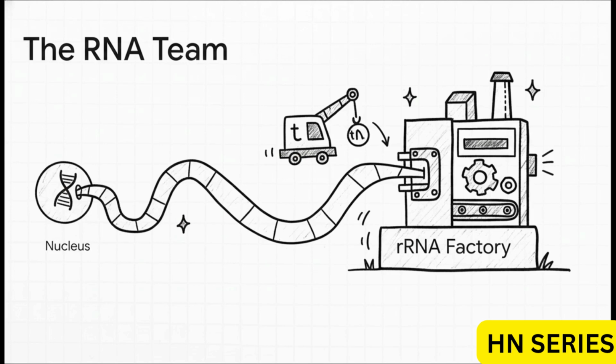And get this, RNA isn't just one guy. It's a whole crew, a team of specialists, each with a specific job. First up, you've got messenger RNA, or mRNA. It's the courier, carrying the copied instructions from the DNA. Then you have transfer RNA, or tRNA. Think of this one as the delivery truck, bringing all the building materials, in this case, amino acids. And finally, there's ribosomal RNA, rRNA. This stuff actually helps form the factory itself, the ribosome, where the real construction happens.